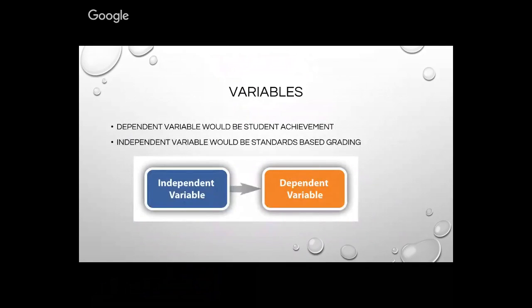Within the experiment, there are independent variables and a dependent variable. The dependent variable would be student achievement. The independent variable would be standards-based grading. Now, we're looking for a causal relationship here. Does standards-based grading have an impact on student achievement?